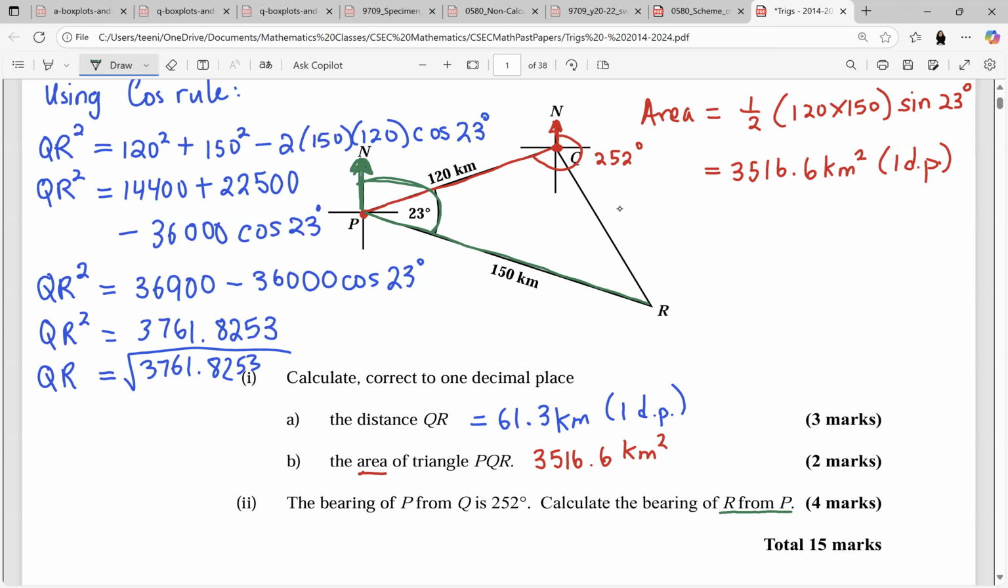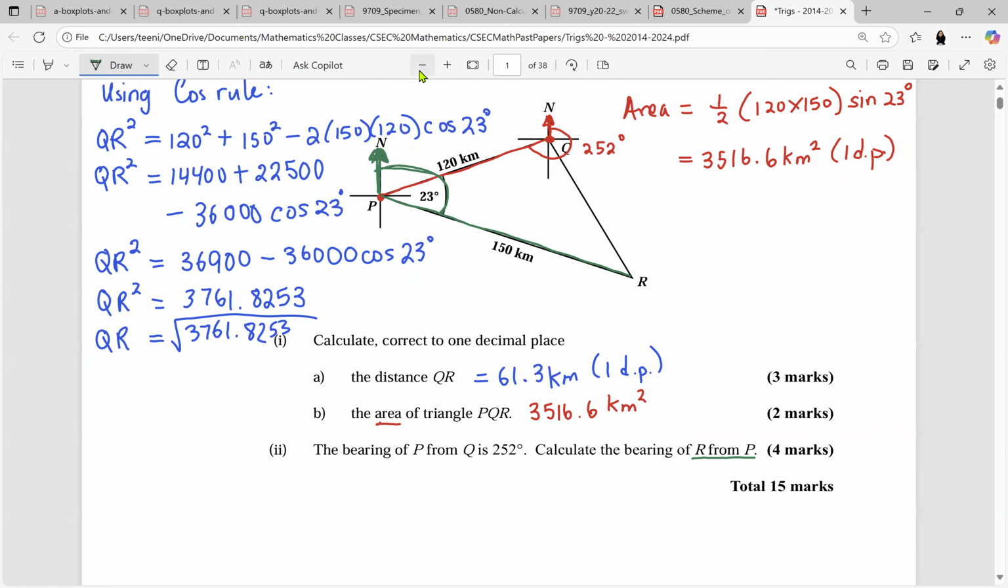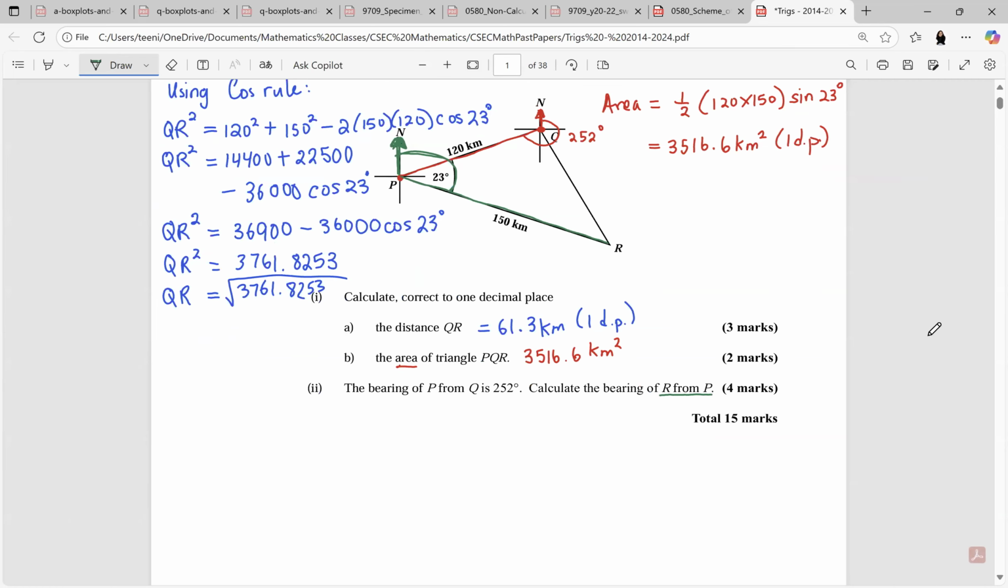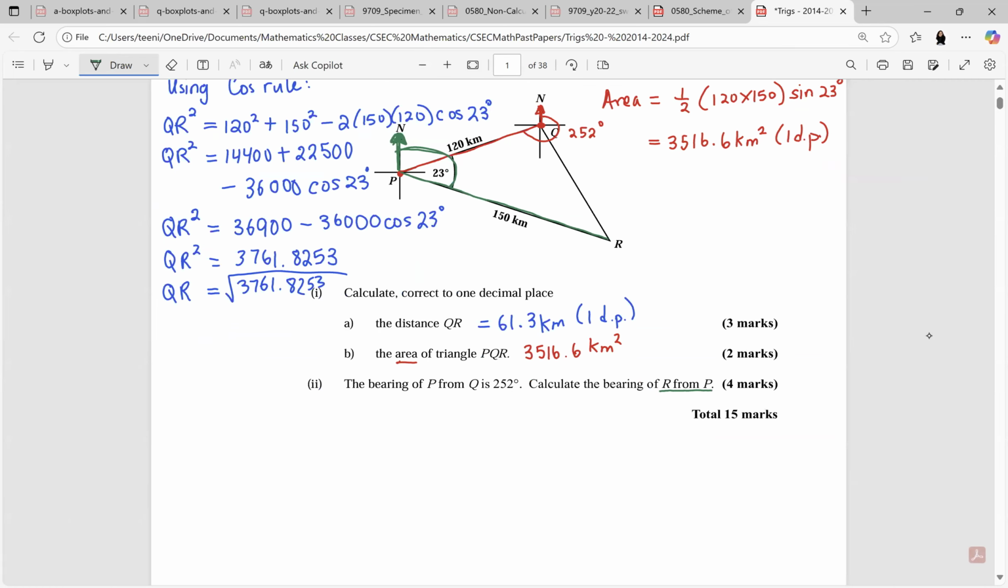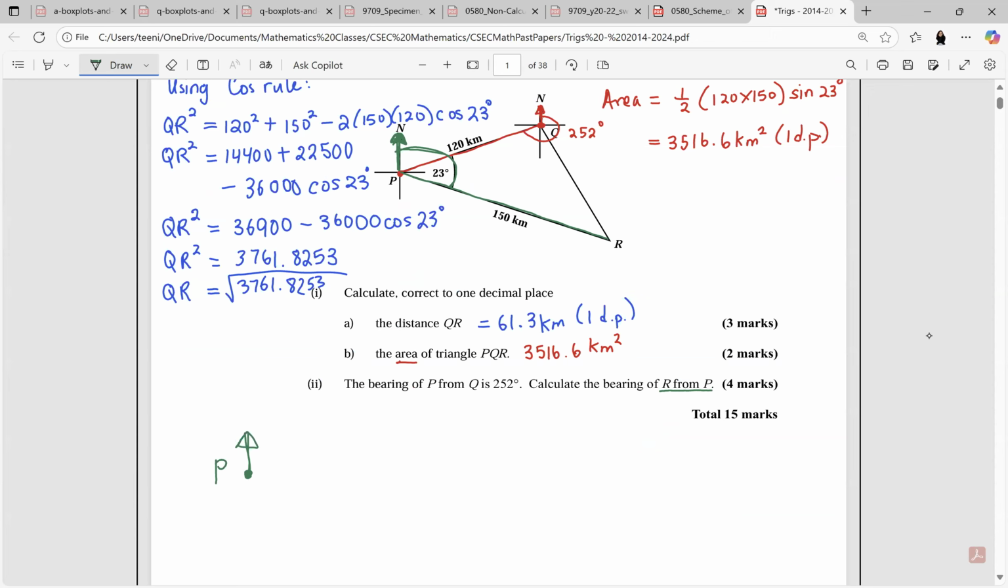Let me show you. I'm going to draw it separately because there's a lot going on in that diagram. So let's draw the diagram down here instead. Here's P. You have your north line there, and then you have Q over here, and you also have a north line there. You have your line connecting P to Q, and then your line connecting P to R.